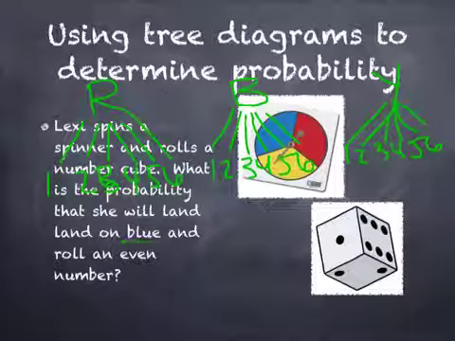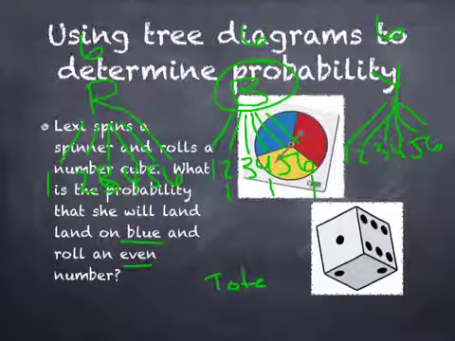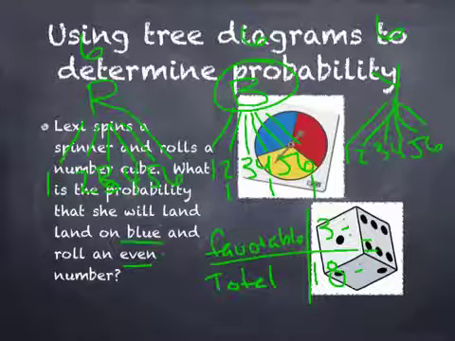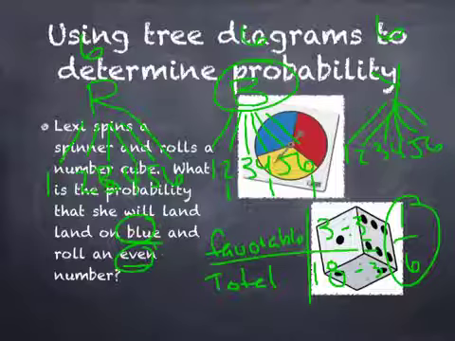Okay, so we want to know the probability of landing on blue and rolling an even. So here's landing on blue, and our even numbers are 2, 4, and 6. Our total number of outcomes, we have 6 here, 6 here, and 6 here. So our total outcomes are 18, and our favorable, being the blue and even, are 1, 2, 3. There are 3 favorable. So we're looking at 3/18. And if we simplify that down, we divide each side by 3, that gives us 1/6. So there's a 1 in 6 chance of landing on blue and rolling an even number.